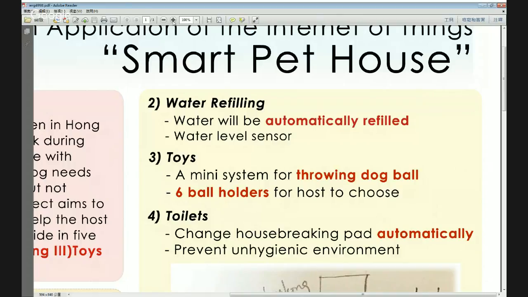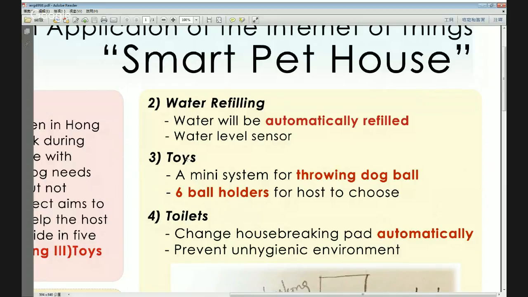For the third part, it is toys. In this project, we will create a mini dog toy for the dog's entertainment. Here we will build a mini system for throwing dog balls. In the application, the user needs to choose play on the home page. Then it shows 6 buttons on the page.